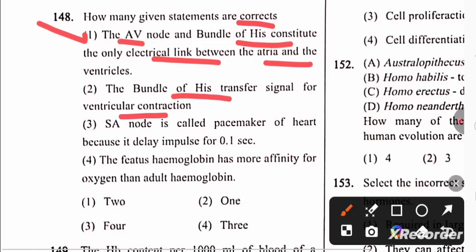This is also right. Sinoatrial node is a pacemaker. Yes, of course. Sinoatrial node is a pacemaker of heart. But the delay of impulse by 0.1 second is done by AV node, not SA. So this is the incorrect one.